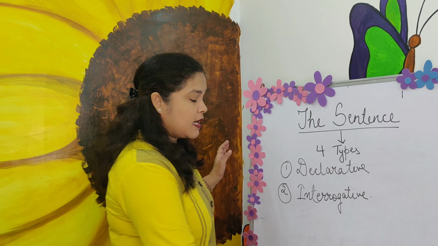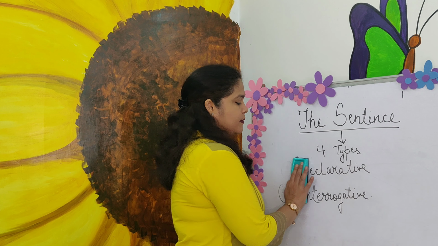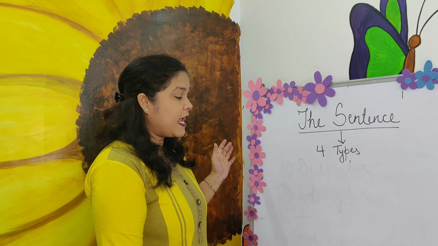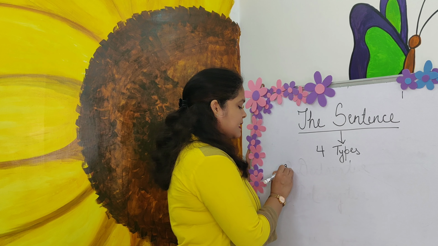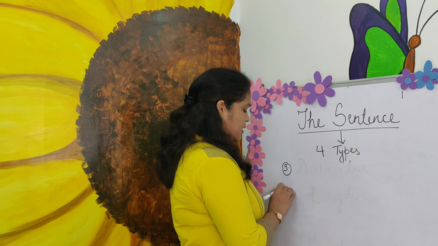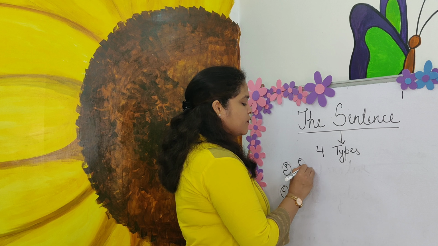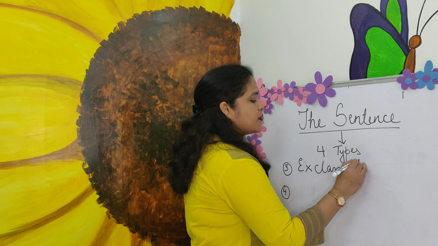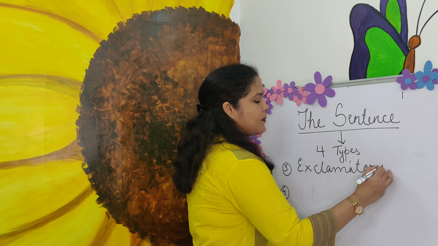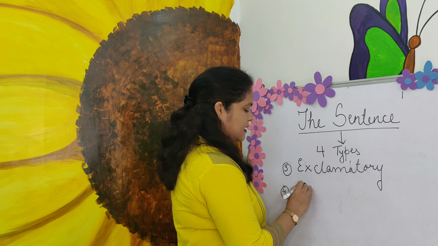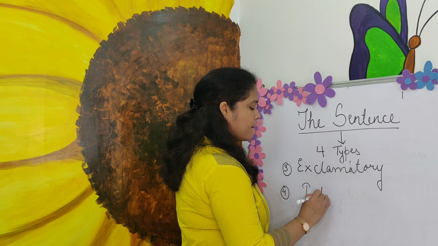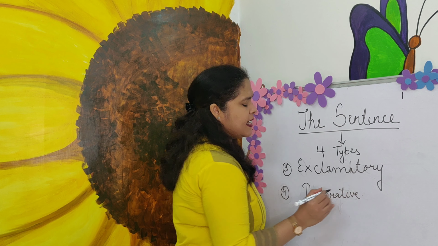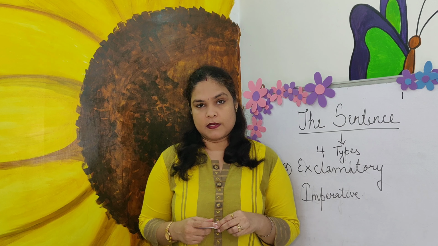Today we will be learning about another 2 types of sentences, which is your exclamatory sentences and imperative sentences. So let us first discuss about exclamatory sentences. Okay, exclamatory sentence. So let us get into details, right? So what is an exclamatory sentence?